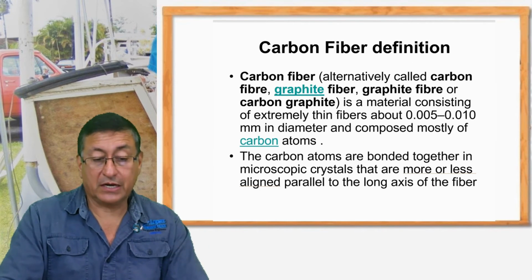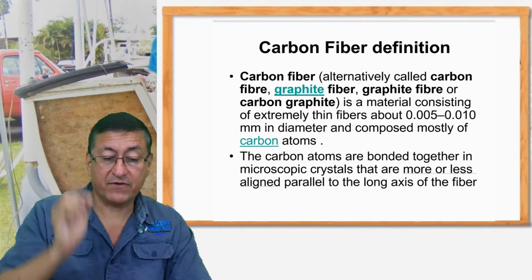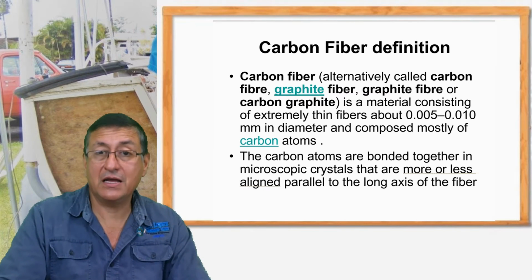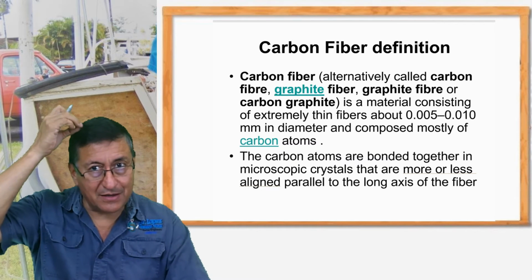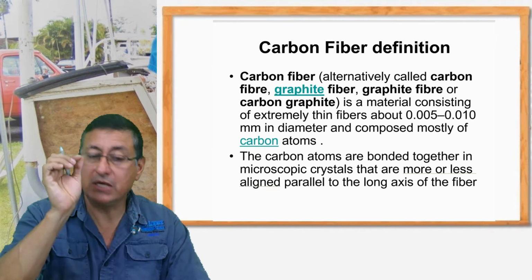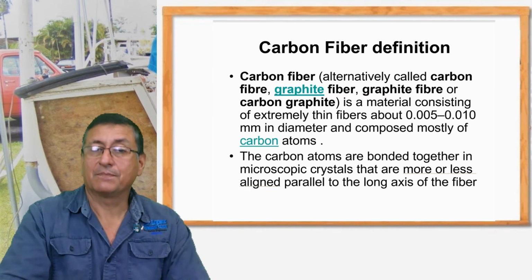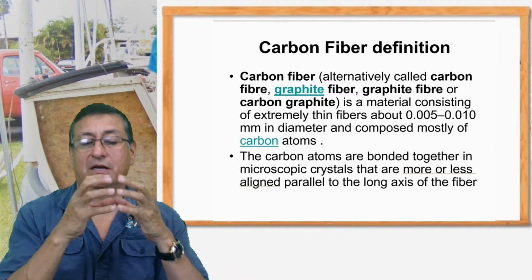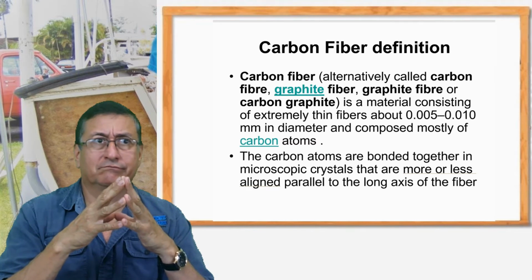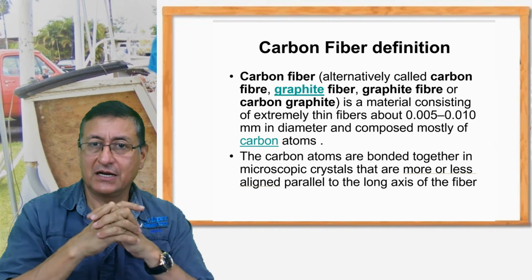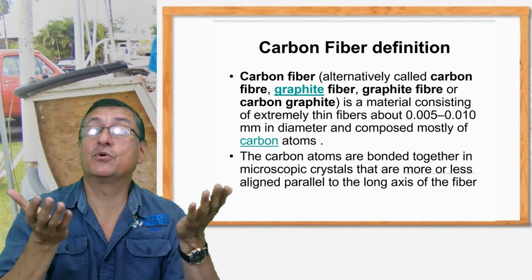Carbon fiber, or graphite fiber, is a material consisting of extremely thin fibers between 0.005 and 0.01 millimeters. It's practically a hair. It's so thin. The carbon atoms are bonded together in microscopic crystals. Remember that carbon atoms, depending on how they are organized, produce the strongest material on Earth, the diamond. The diamond is basically pure carbon.